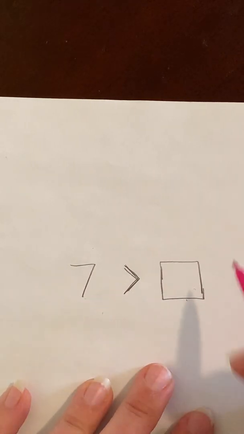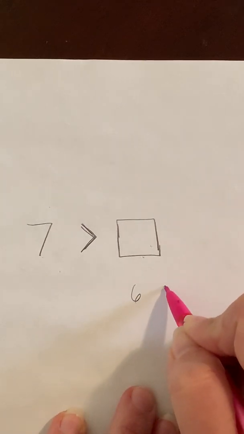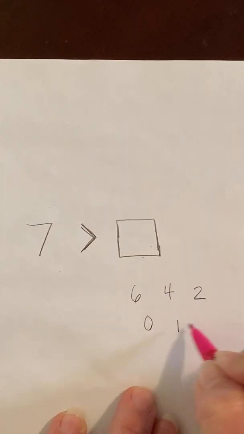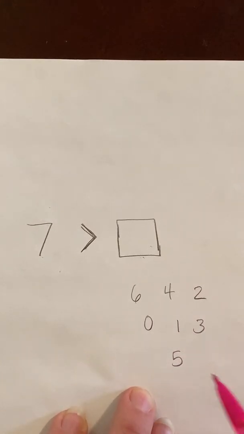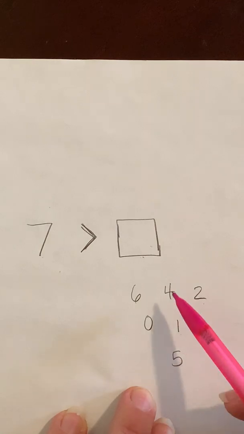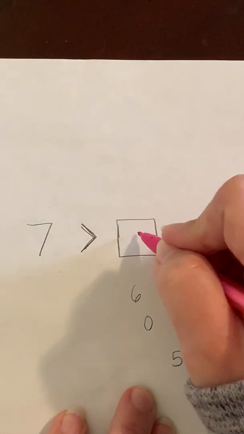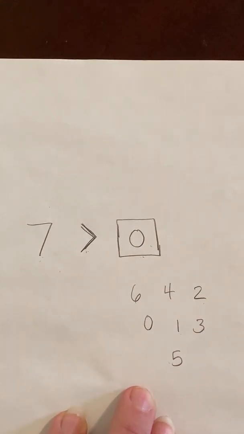Any number less than 7. We could have 6 or 4 or 0 or 2 or 1 or 3 and 5. I think I had them all. 1, 2, 3, 4, 5, 6. Any number you could put in this box. 7 is greater than 0.